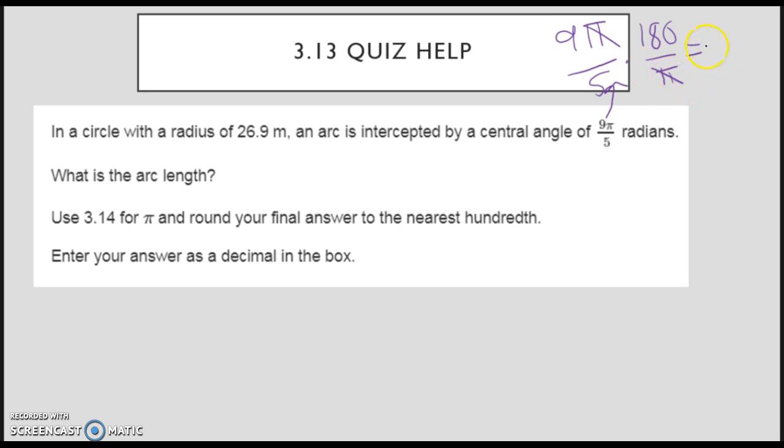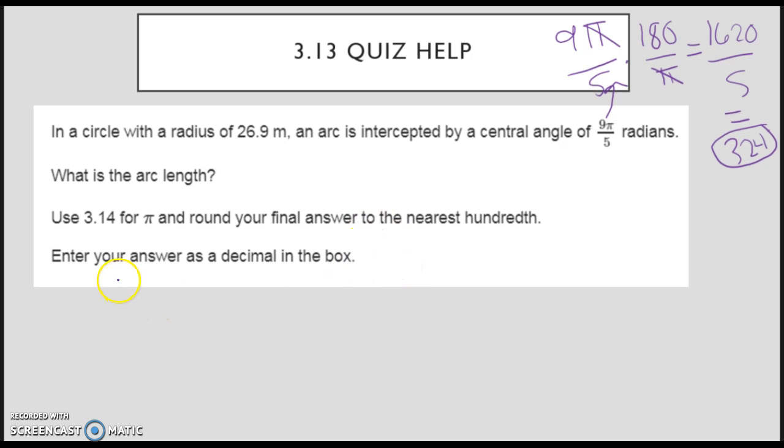9 times 180, so you're going to get a pretty large number here. You'll get 1,620 divided by 5. So that gives you 324 degrees. Pretty large angle there. 324 degrees is the central angle.